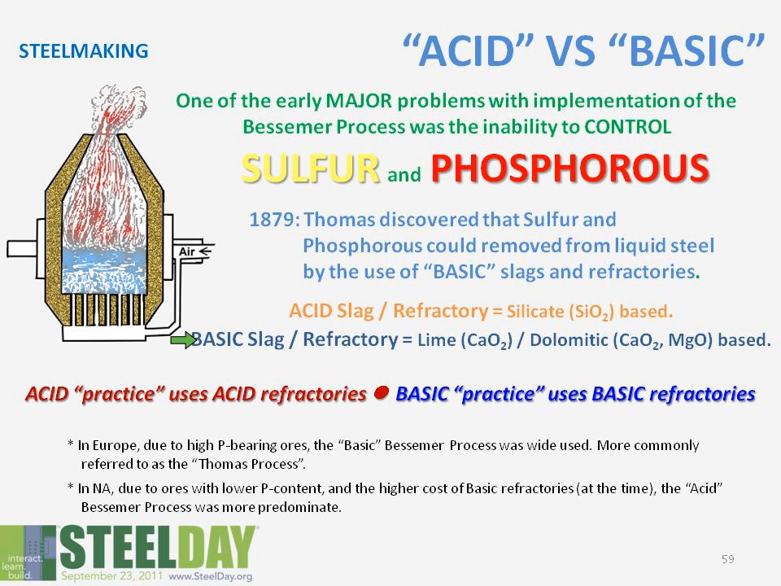So when you hear something like acid Bessemer or acid practice, it refers to the use of acid refractories, or silicate-based refractories, versus a basic practice, which uses basic refractories. The acid Bessemer was very common in the United States due to the fact that we had lower phosphorus ores than they did in Europe, and the cost of acid refractories was a lot cheaper than the basic ones at the time.